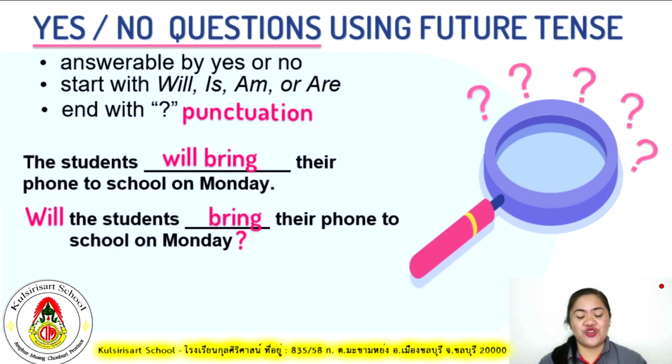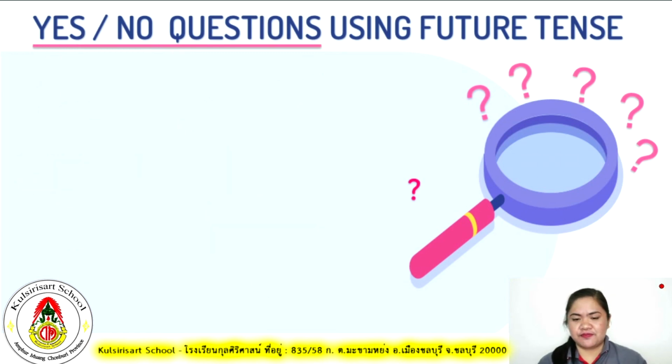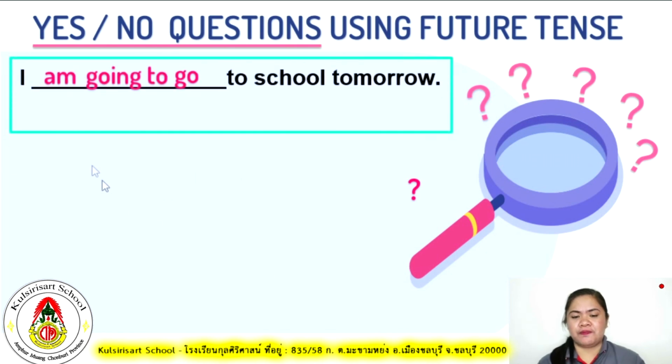Very good. Question mark. And now, how do you read this? Will the students bring their phone to school on Monday? Yes or no? Okay, it can be answerable by yes or no. It's good. Next, we have here another example.